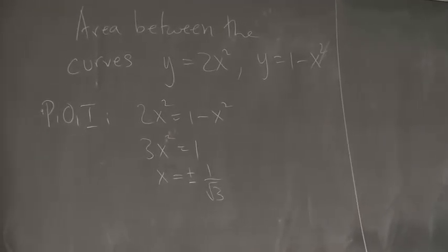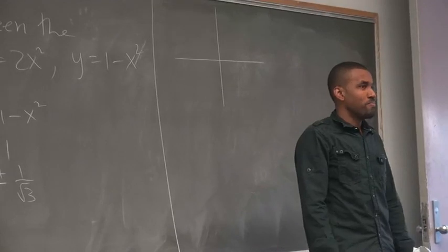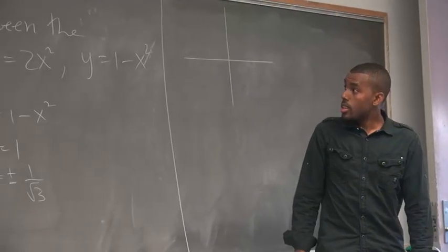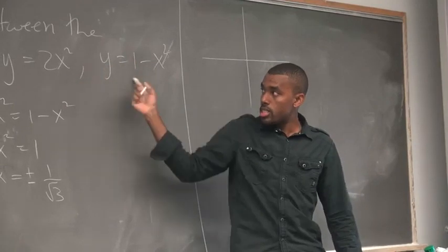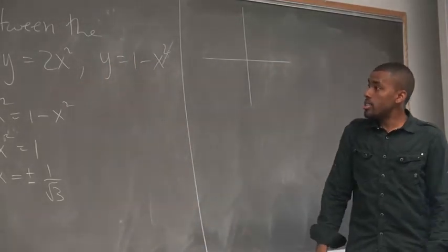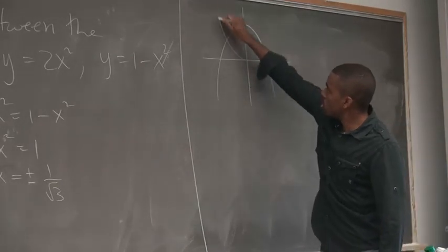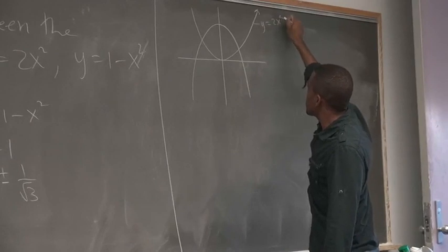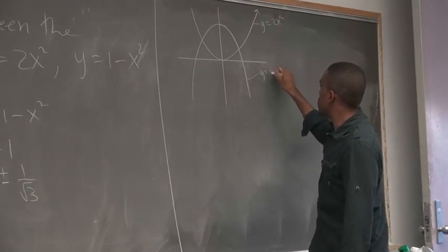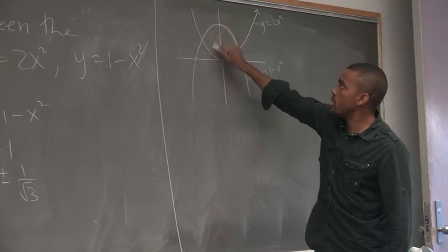Well, they're both parabolas, that's one thing. Could you draw a picture? Plug in x equals 0 into both. You realize this gives you 1, that gives you 0, so this is higher. You could also just graph them. This is y equals 2x squared. This guy is y equals 1 minus x squared. Clearly the 1 minus x squared is on top in this region.